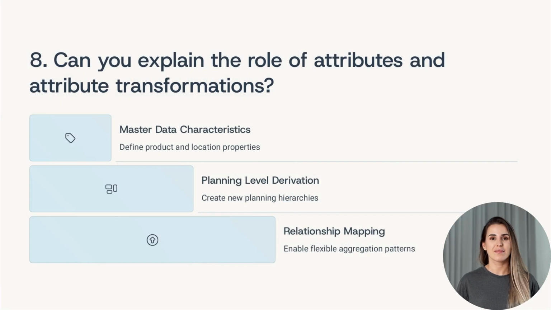8. Can you explain the role of attributes and attribute transformations? From my experience, the key point here is attributes define characteristics of master data, like product ID or location ID. Attribute transformations help derive new planning levels or relationships, enabling flexibility in aggregation and disaggregation during planning.